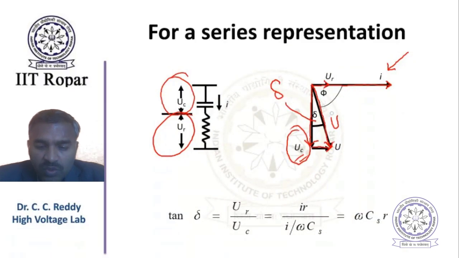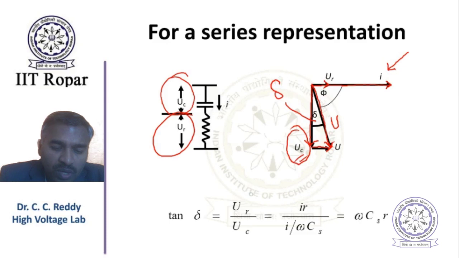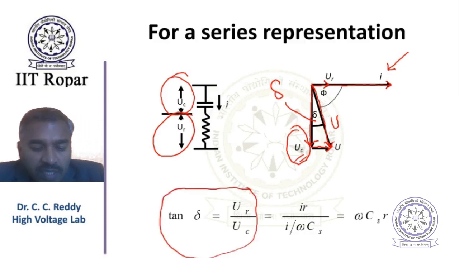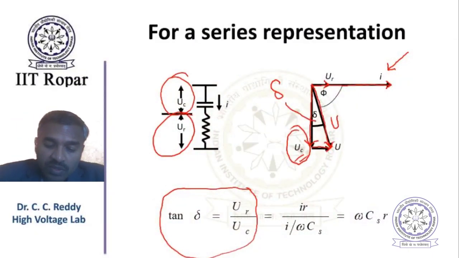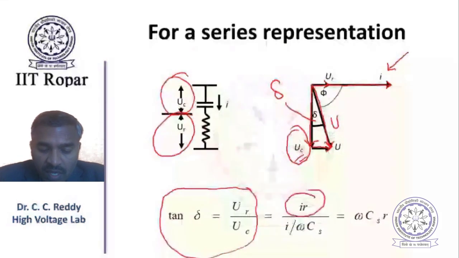Exactly same actually it should be. So tan delta is now UR by UC, or resistive voltage divided by capacitive voltage. Earlier, resistive current divided by capacitive current. So in this case, the resistive voltage is I into R, and capacitive voltage is I by omega Cs. Then it becomes omega Cs into R.